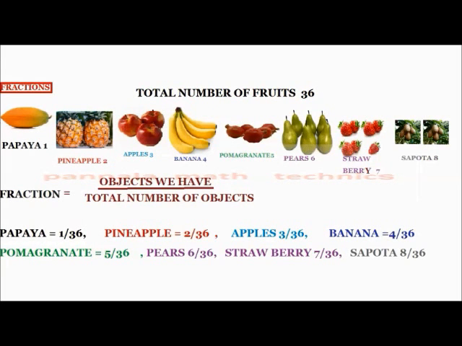Now here we are having 36 fruits, different fruits. Now we know the fraction is equal to the objects we have by the total number of objects. So the fraction of papaya is 1 by 36, pineapple 2 by 36, apples 3 by 36, banana 4 by 36, pomegranate 5 by 36, pears 6 by 36, strawberry 7 by 36, sapota 8 by 36.